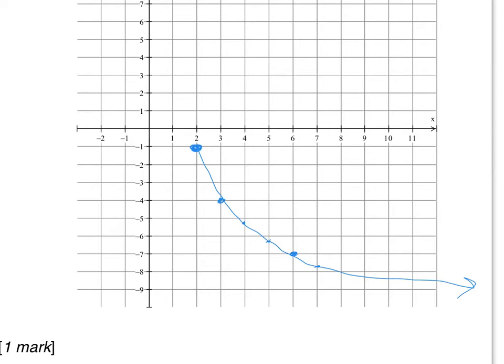So just a reminder, do not put an arrow at this end because it does not continue that way. That's where we had error on our table. And so that is where the graph starts. It does not continue both directions.